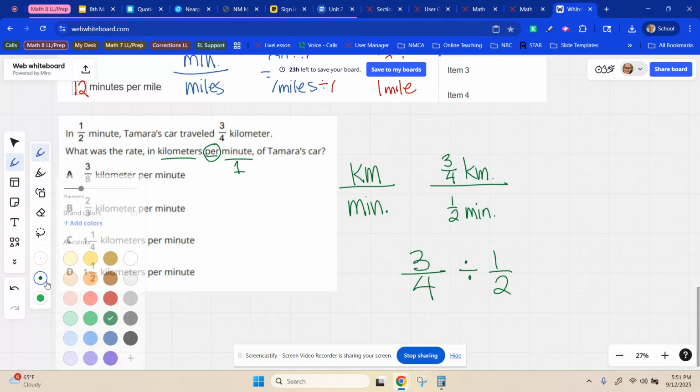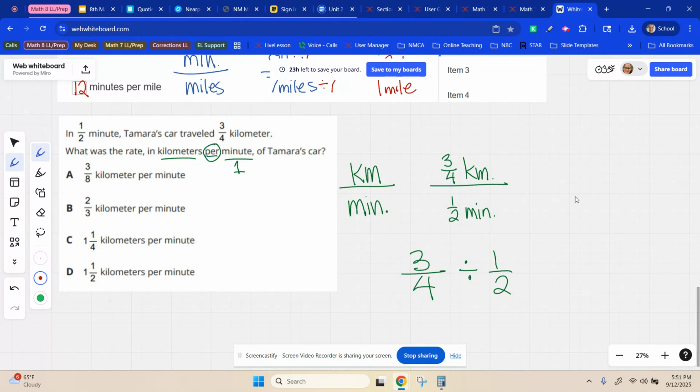Furthermore, we know from the last problem, if we want to get the unit rate, we have to get this to be out of 1 minute. We know we're going to do it by multiplying. And guess what? A half times 2 would be 1, wouldn't it? If you have 2 halves of a sandwich, don't you have 1 whole sandwich? Yes, you do. So now I have to multiply 3/4 times 2.